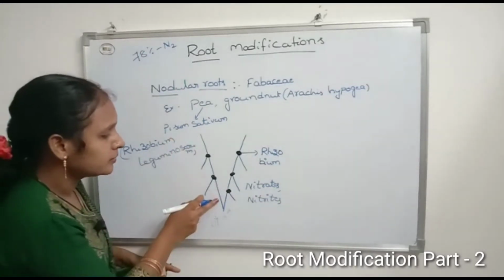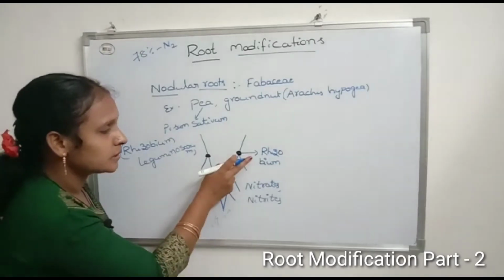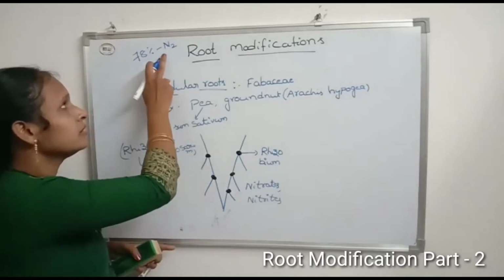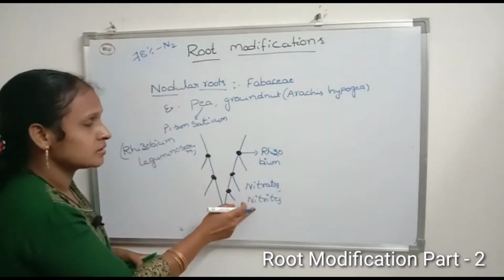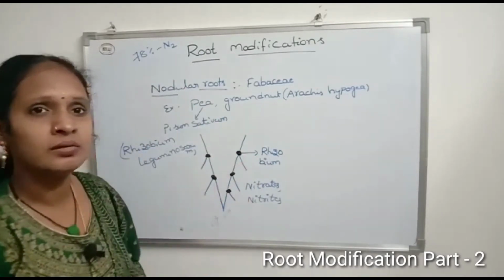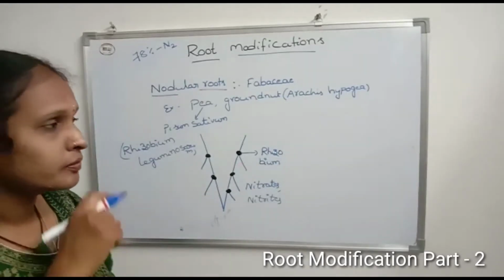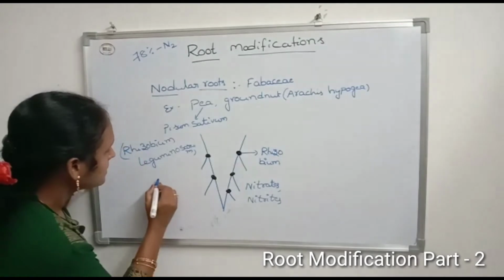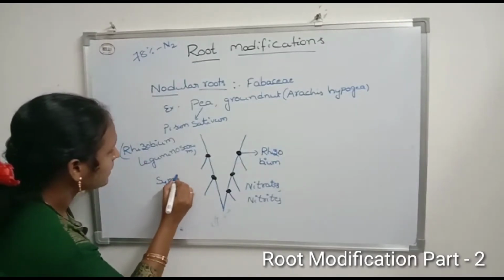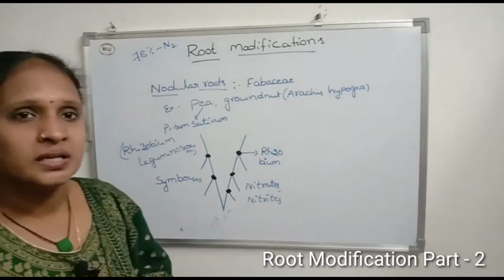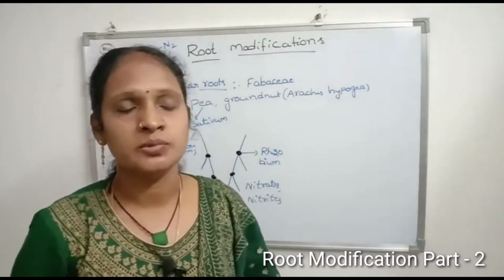Here, the plant gives shelter to the bacterium, and Rhizobium helps in nitrogen conversion. So both the plant and Rhizobium are beneficial. This type of mutual interaction is called symbiosis. Symbiosis means mutual interaction between two components.